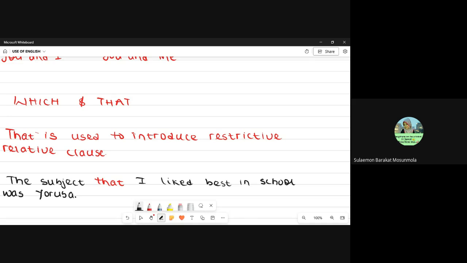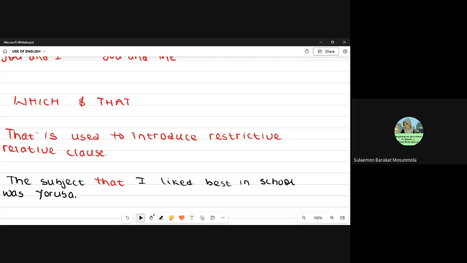Now, let's see. The subject that I liked best in school was Yoruba. This is my relative clause here, being introduced by the what? The restrictive relative pronoun that. What type of clause is this? It is a restrictive dependent clause. Remember, dependent clause is also the same thing as relative clause.